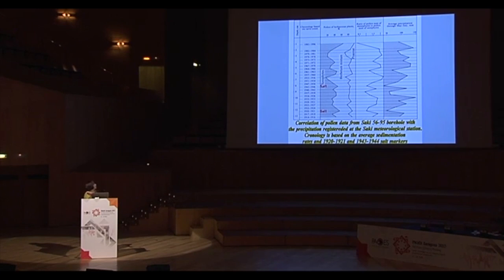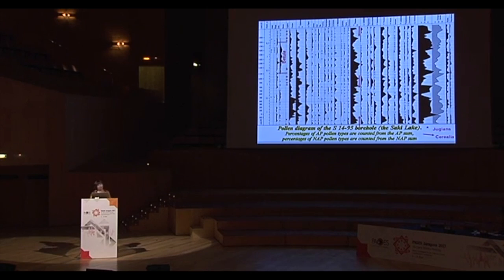So then when we look at the curve of the ratio of mesophytic pollen to xerophytic pollen and compare it with precipitation, we see direct correlation. When it's wet, the mesophytic to xerophytic pollen ratio is large. When it's dry, it is small. So we can use this proxy to interpret our paleoclimatic data.